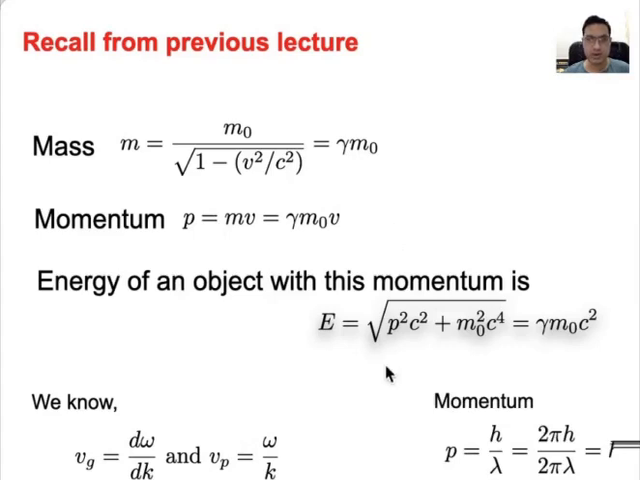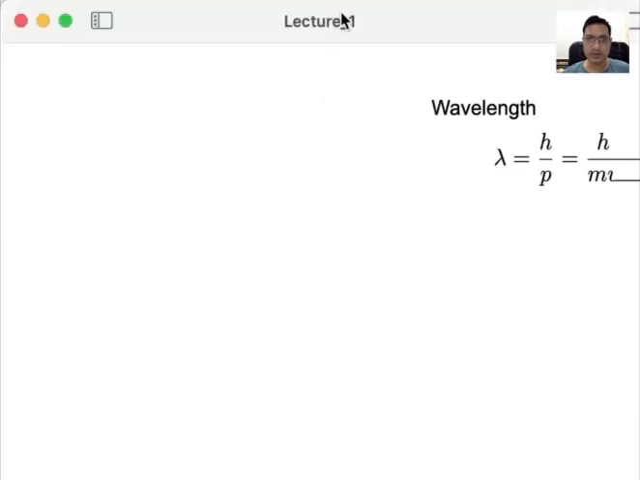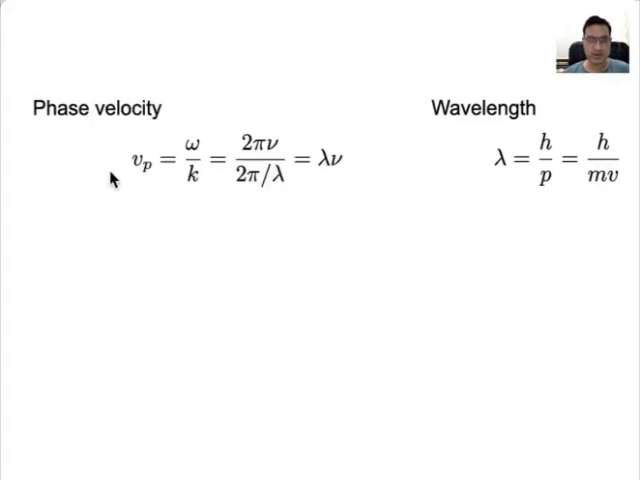We know that the momentum p is h over lambda. This is what we have seen. So this is our wavelength, and this wavelength is written as h over p. This is, in some sense, the de Broglie wavelength, or this can also be written as h over mv. Now the phase velocity we know is omega over k. Now omega is 2 pi nu and k is 2 pi over lambda. So the 2 pi cancels out, and Vp is lambda times nu.